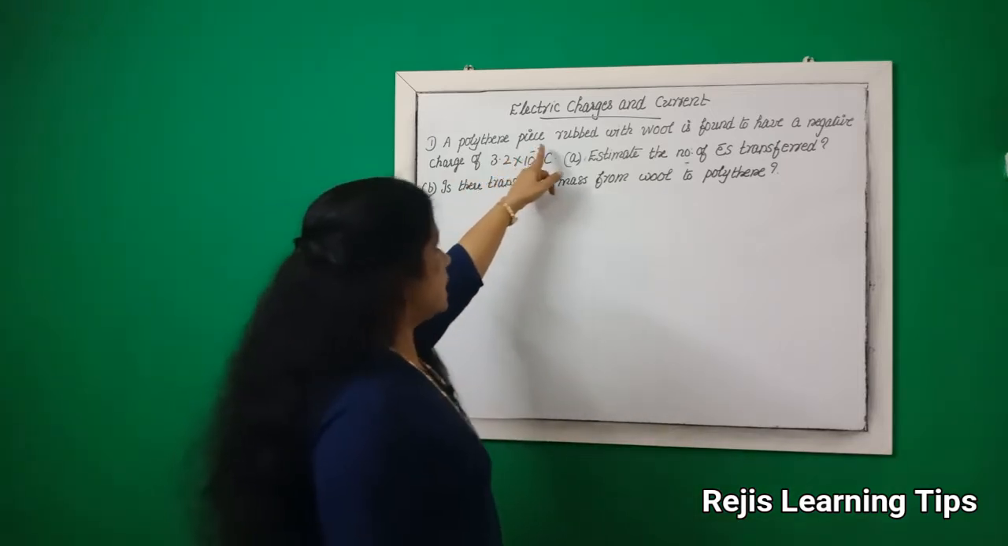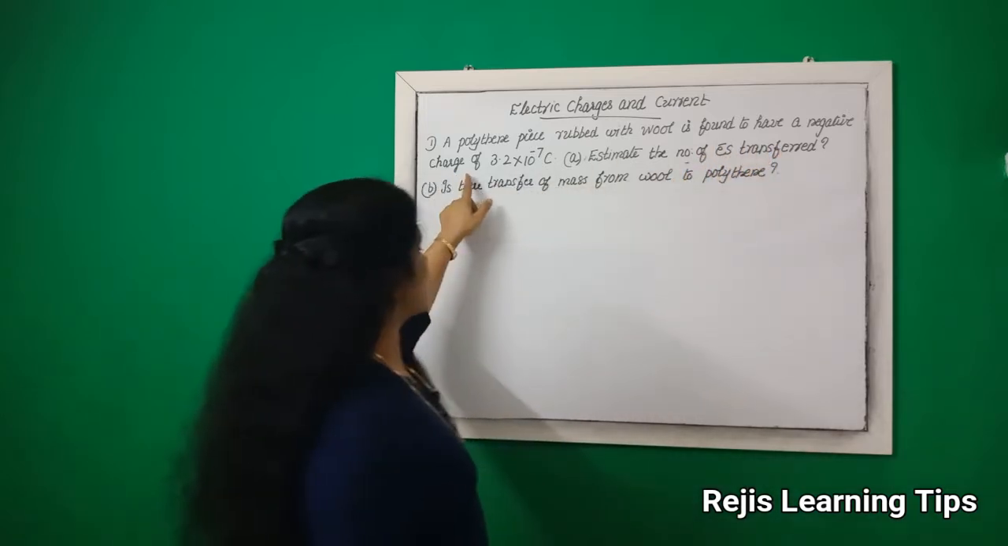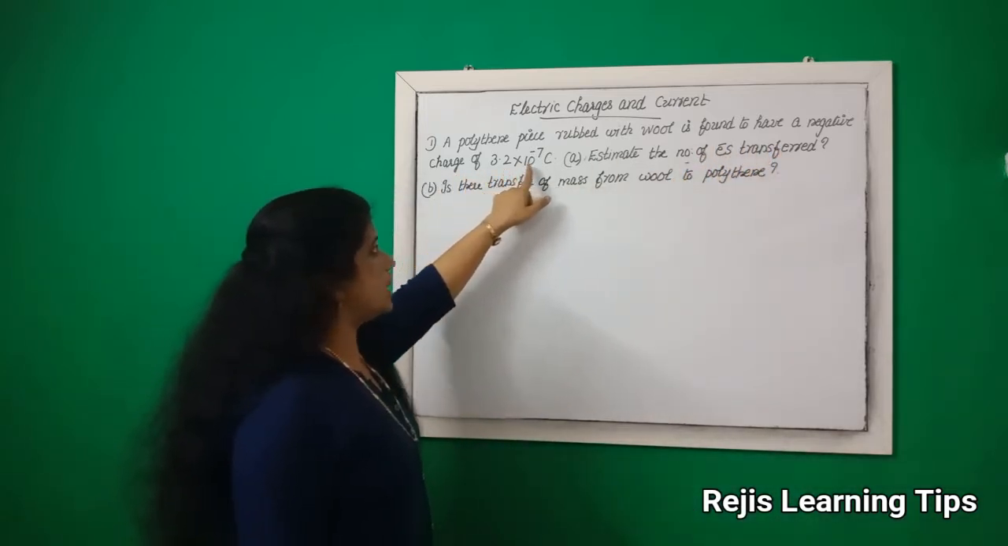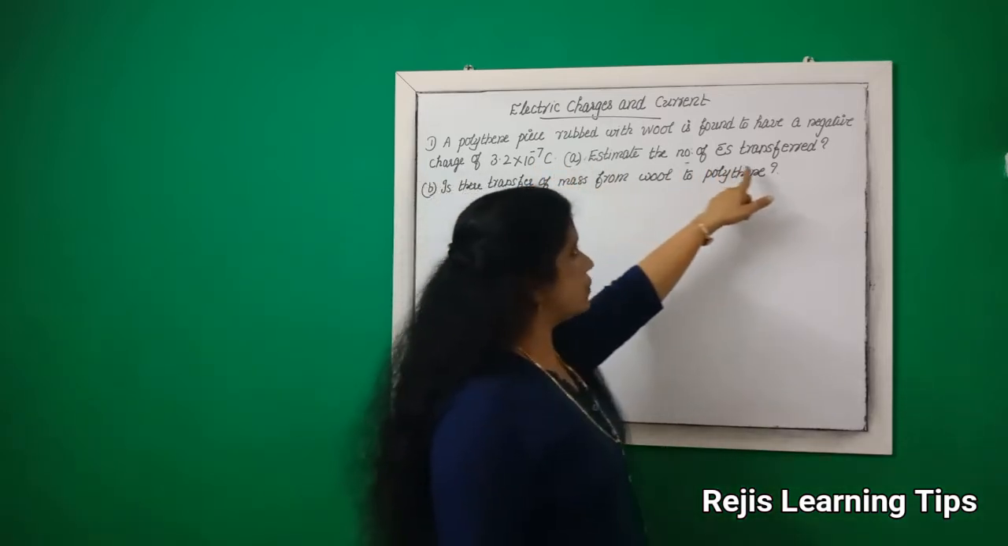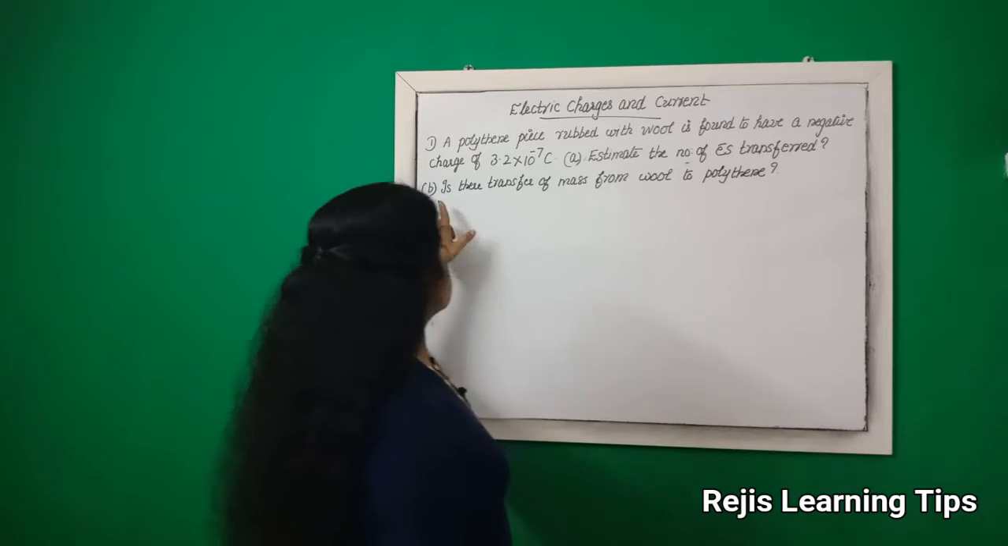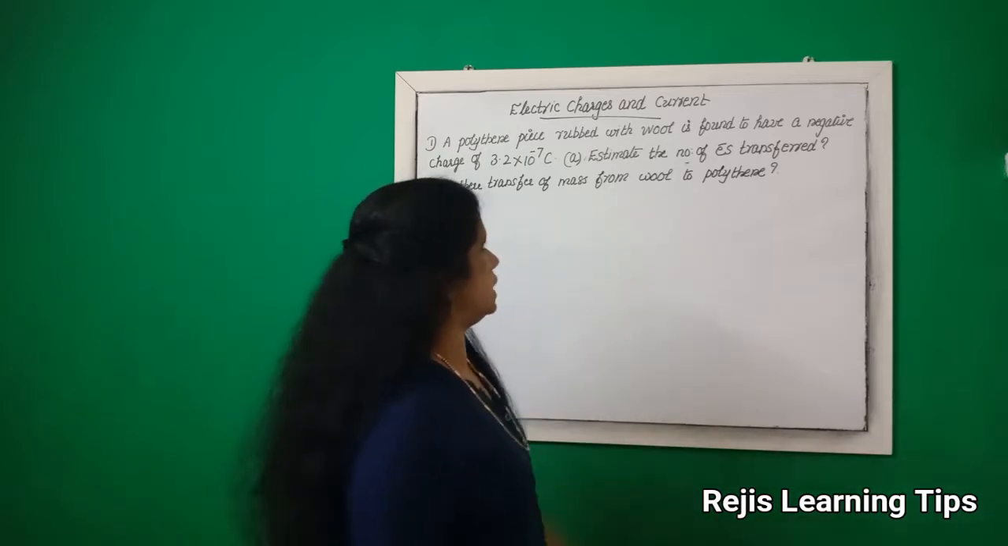A polythene piece rubbed with wool is found to have a negative charge of 3.2 into 10 raised to minus 7 coulomb. Estimate the number of electrons transferred. Second one, is there transfer of mass from wool to polythene?